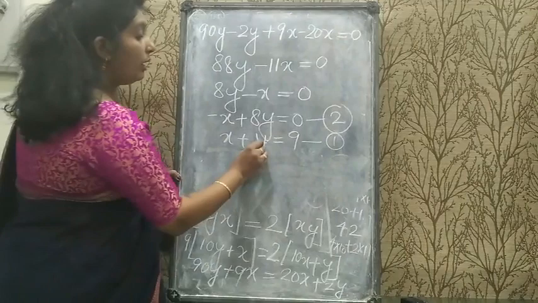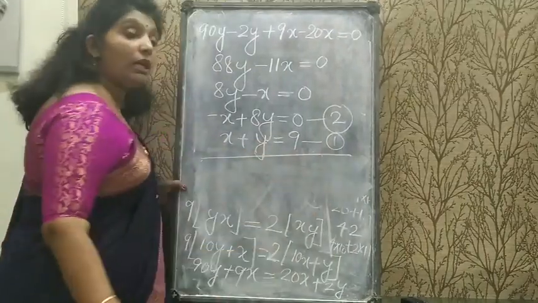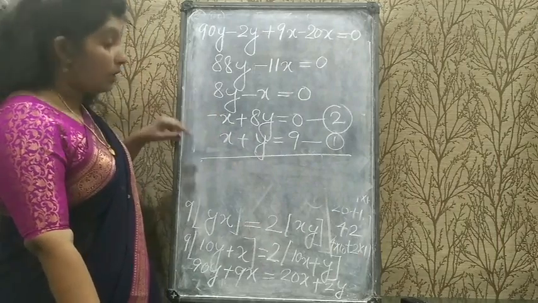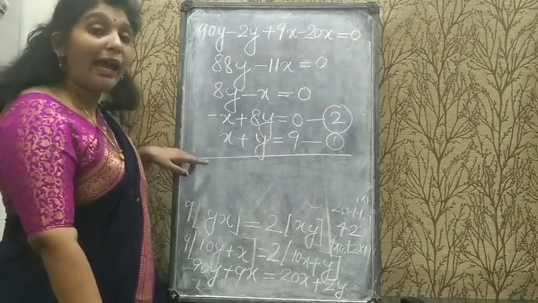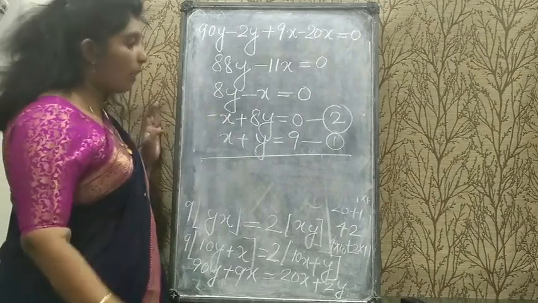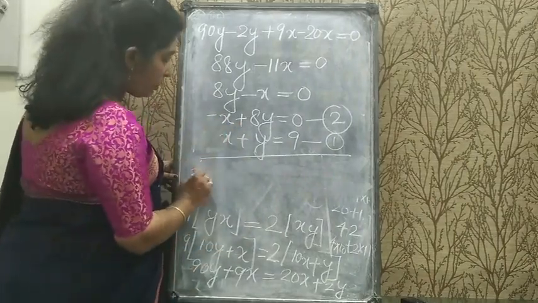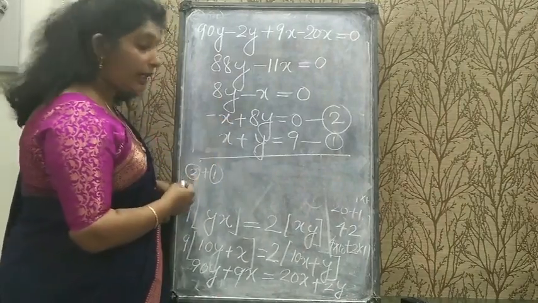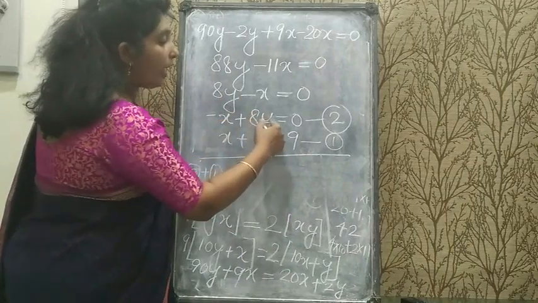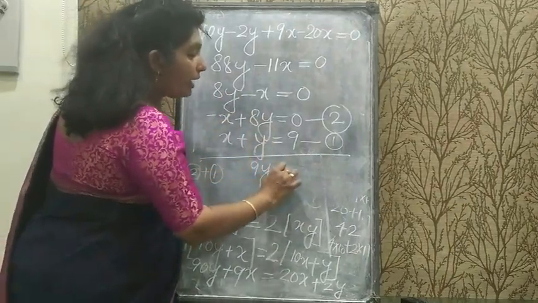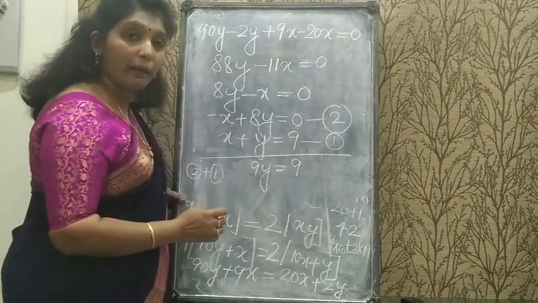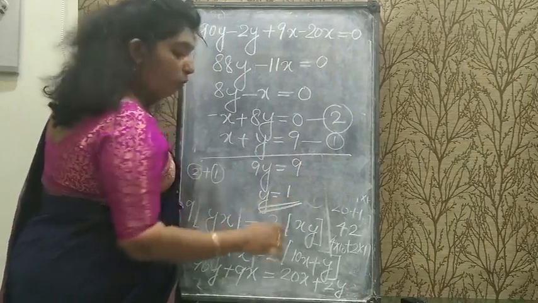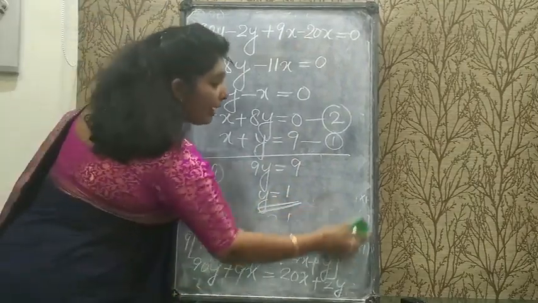How can we solve? First of all, you need to see the coefficients of x. You can see that the coefficients of x are the same, only the sign is different. So if the sign is different, then by adding these two terms we can eliminate. So I am going to add equation 2 and equation 1. Then the x and x terms are eliminated, so it becomes 0. Then 8y plus y is 9y, which is equal to 0 plus 9, which is 9. It means y is 9 divided by 9, which is equal to 1. So here I got y as 1.